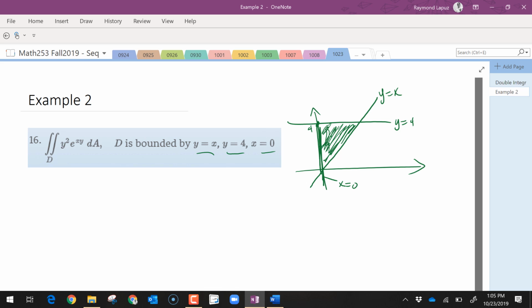Now, let's pick a variable to integrate with respect to first. Like I said, this looks like it could be done either way. And there are some shapes where it would be way easier to do one way than the other. So, yeah? Your answer should be the same, I hope.